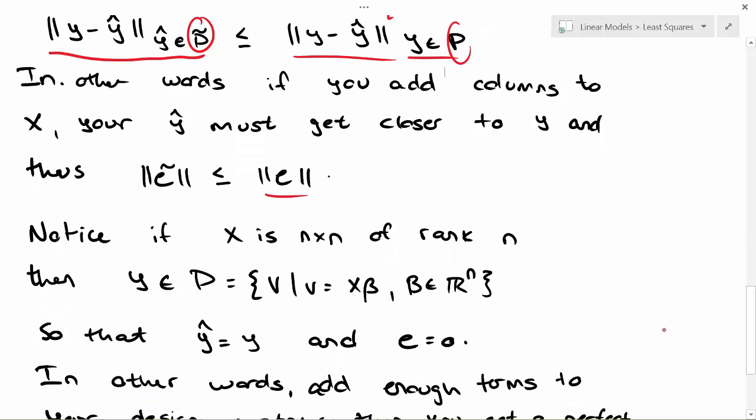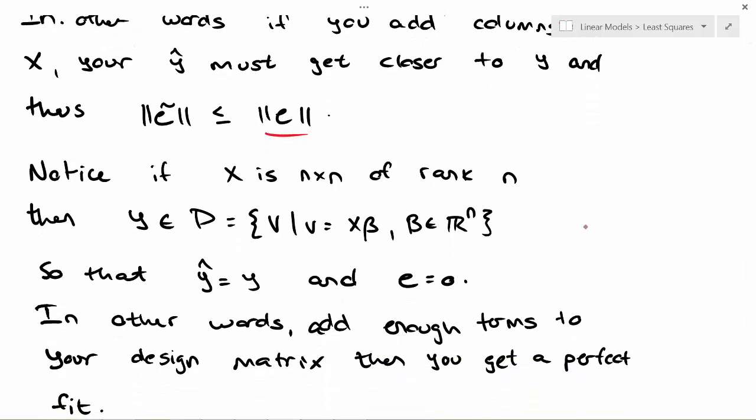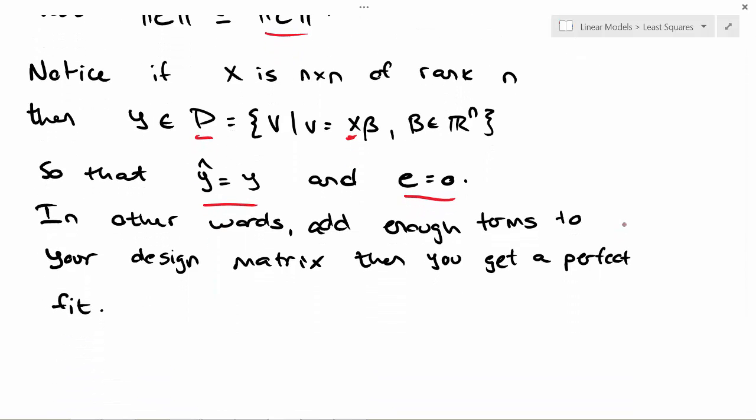Notice if X is n by n of rank n, then the whole space, this plane, is nothing other than a reorganization of the space. It's just a different set of axes, the axes now defined by X. So we haven't changed anything. We should be able to perfectly fit any point in R n, because that's the definition of X being of rank n. So in that case, y hat has to equal y and our residuals have to be 0. In other words, if we add enough terms to our design matrix, then you're going to get a perfect fit.